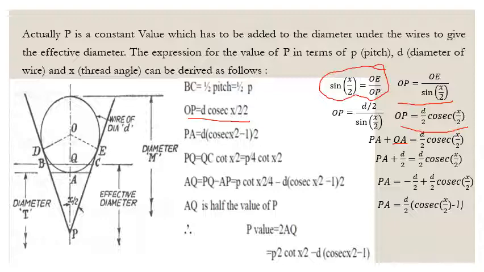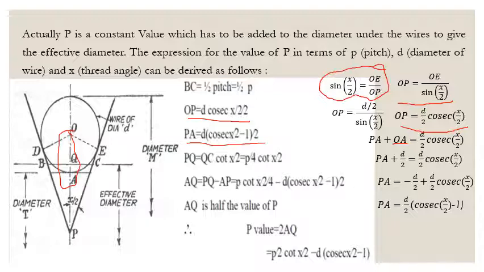OA is the radius here. Okay, and then PA plus d by 2 is equal to d by 2 of cosecant of x by 2, or PA we can rewrite as minus d by 2 plus d by 2 of cosecant x by 2, or d by 2 of cosecant of x by 2 minus 1. That is the expression which is written here now.